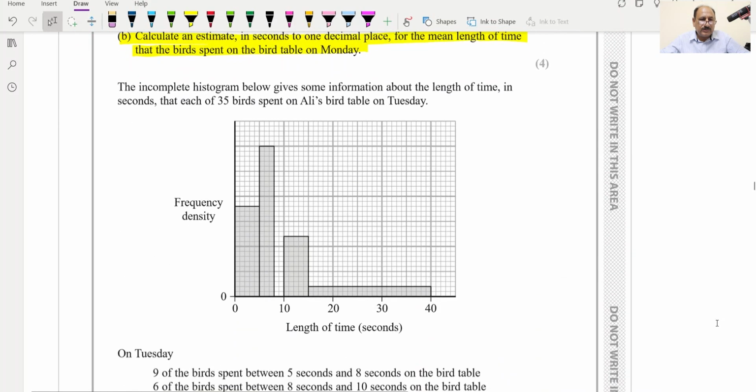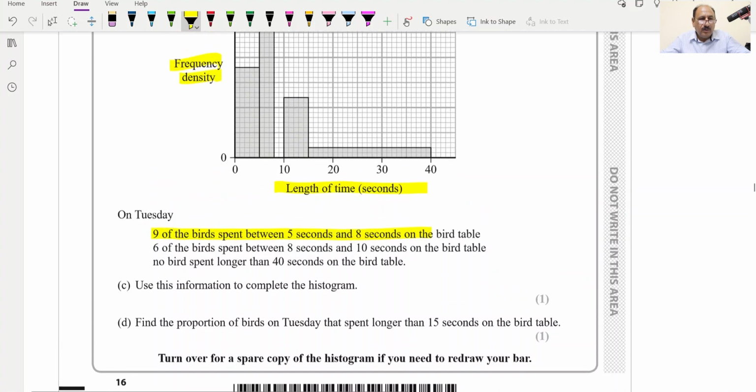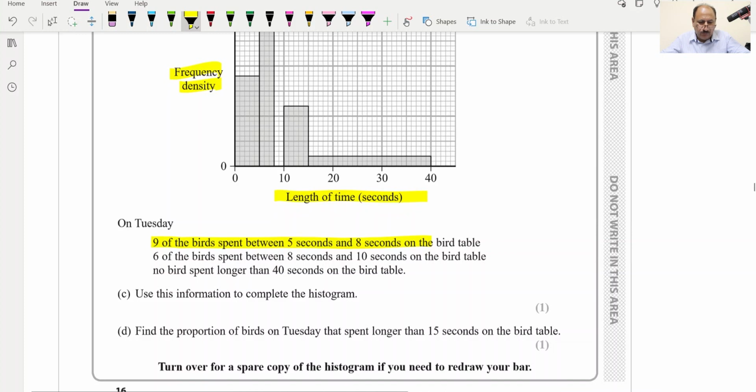Now next is what? Next is the histogram. The incomplete histogram below gives us information about the length of time in seconds that each of 35 birds spent on Ali's bird table on Tuesday. So this is basically frequency density and this side is length of time on Tuesday. 9 of the birds spent between 5 seconds and 8 seconds on the bird table. So 9 are there between 5 and 8.